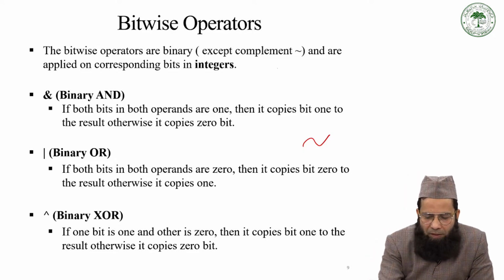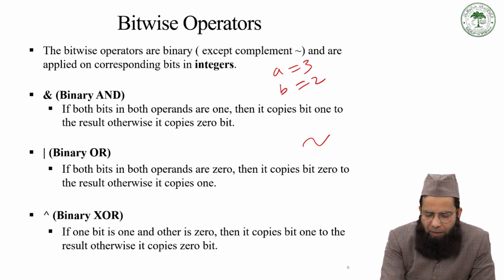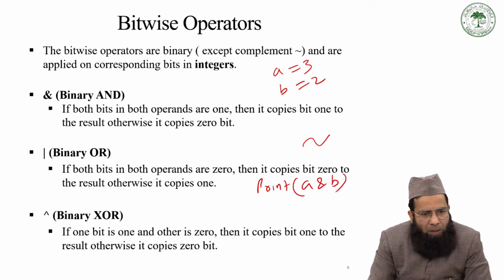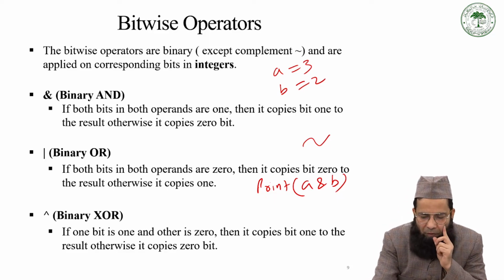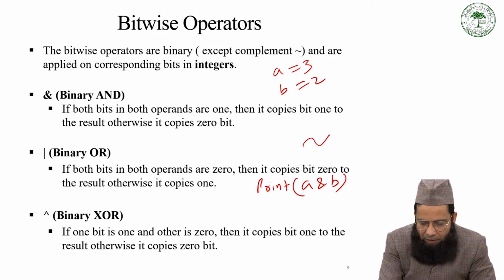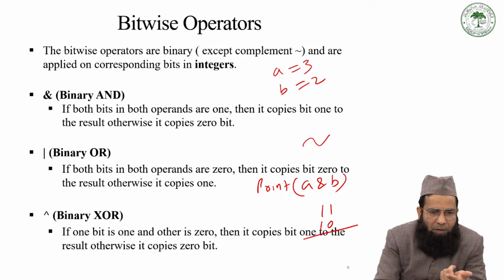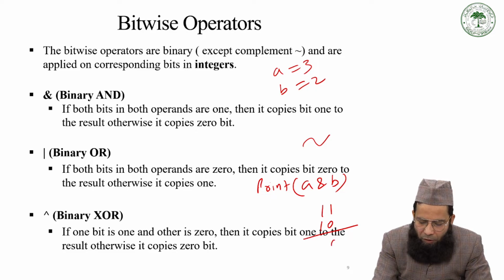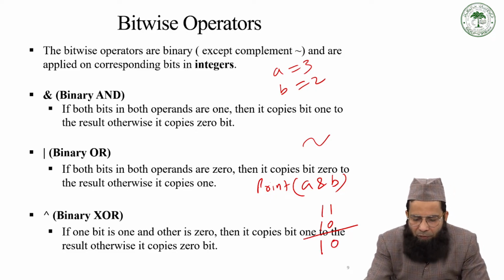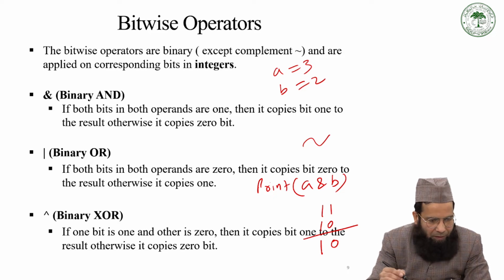So suppose A is equal to 3 and B is equal to 2, and I am printing A and B. This is a binary operator. So what will be the value of this print? A will be 3, which means 1 1, and B is 2, which is 1 0, and I am performing AND. If both the bits in both the operands are 1, then it copies bit 1 to the result, otherwise it copies bit 0. So it will be 0 and this is 1. So if you are comparing 3 with 2, this will be the result.